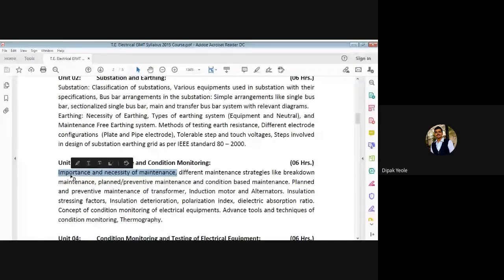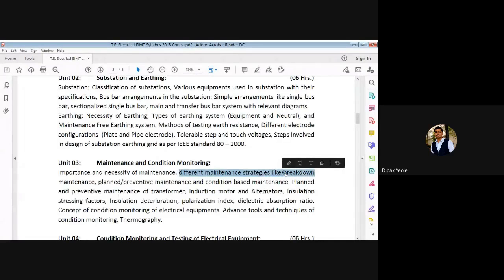In 3A, we are interested in the importance and necessity of maintenance. Why one should do the maintenance of that particular electrical equipment. This maintenance part is related to electrical equipment only. We are not taking care of mechanical parts or mechanical movement. We are interested only in the electrical equipment. After that, we will discuss the different maintenance strategies, so obviously there are types of maintenance also.